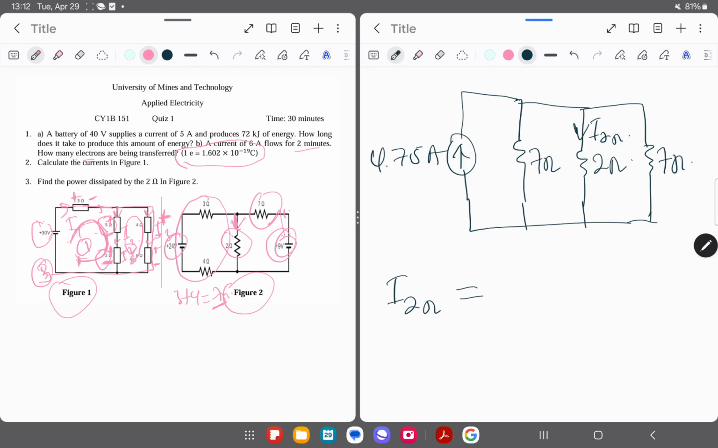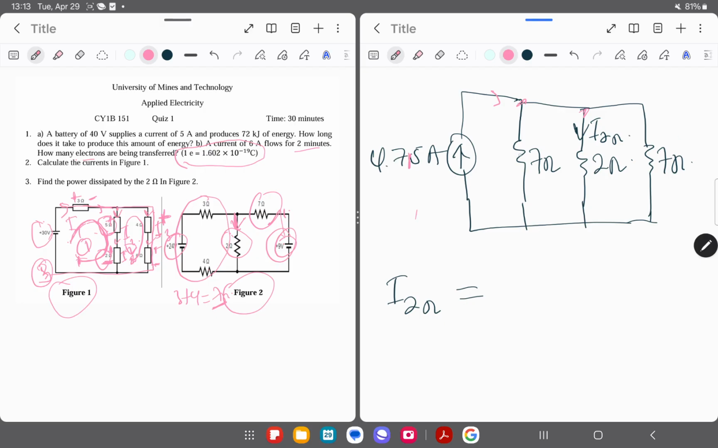So here I'm going to use current division straightforward, because here we have a node, and this is the current that is entering. That's the main or total current, which is 4.715. So I'm using current division.